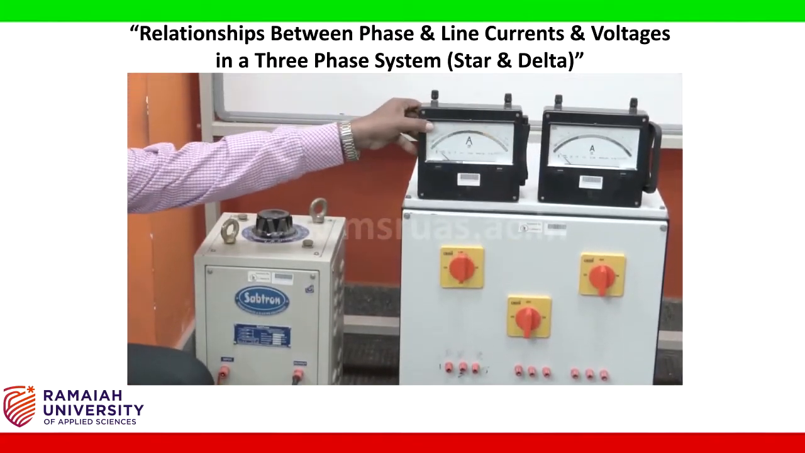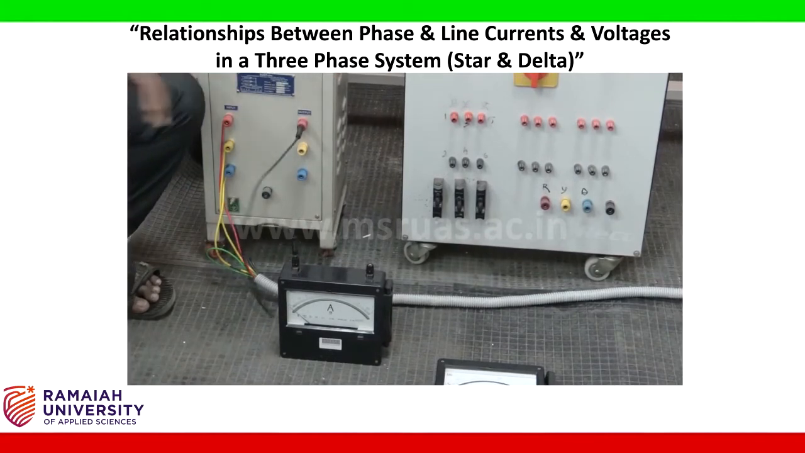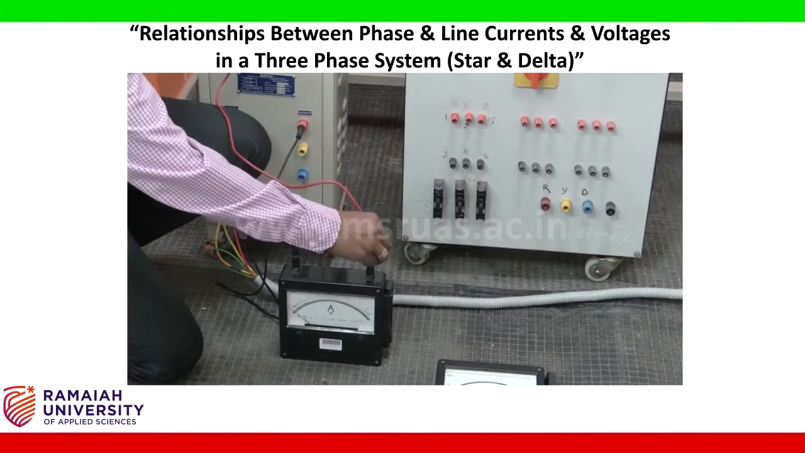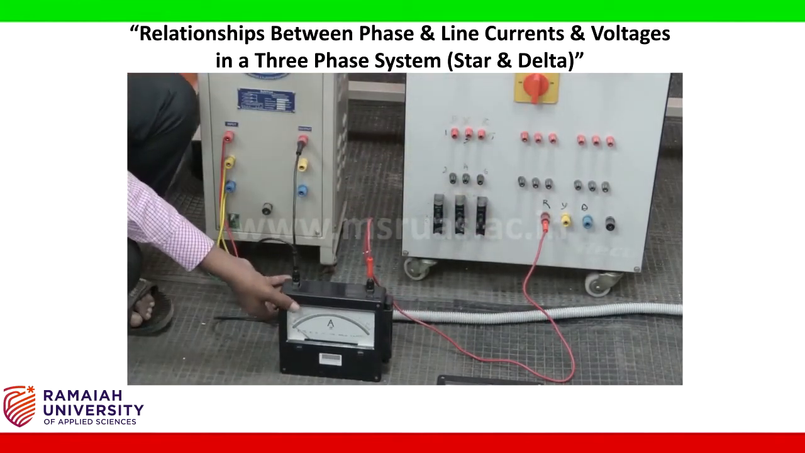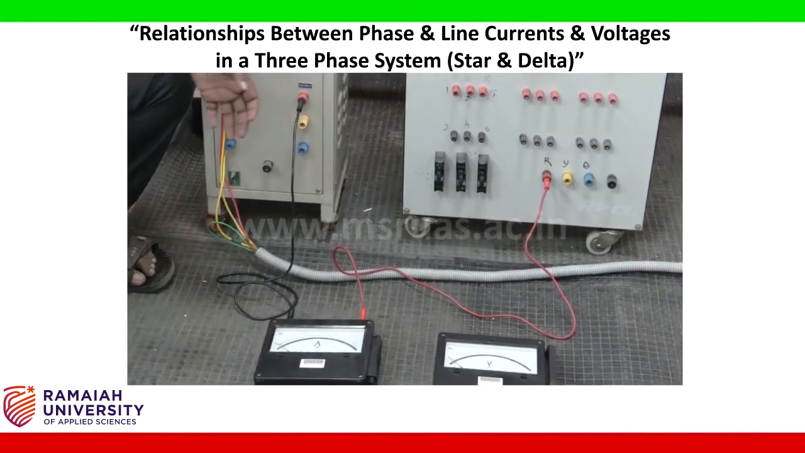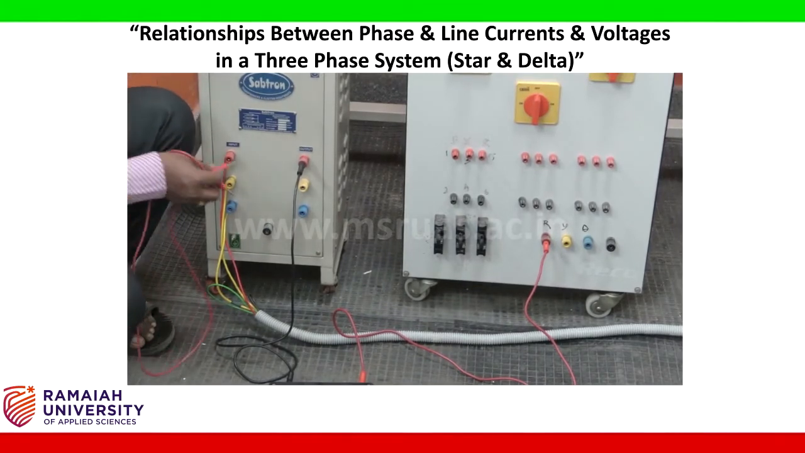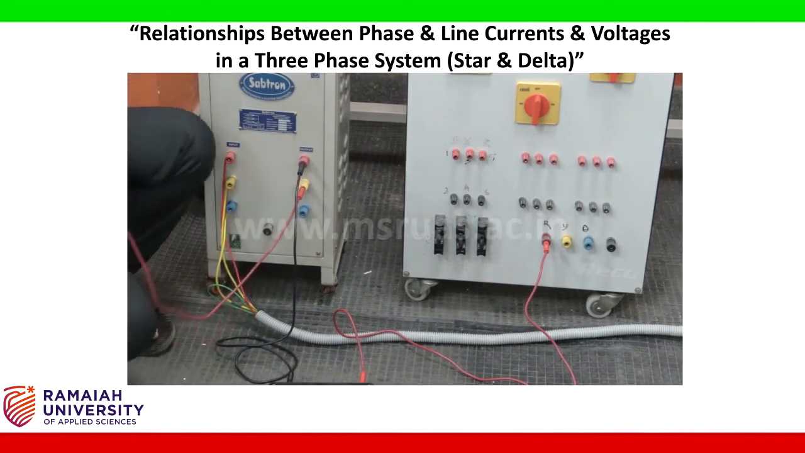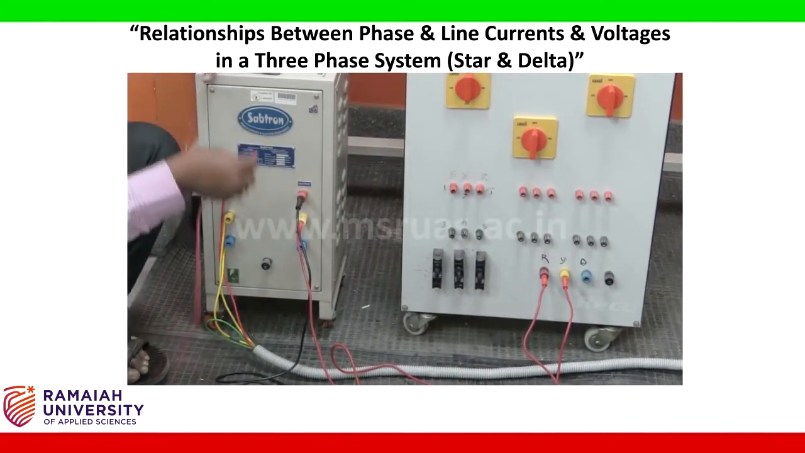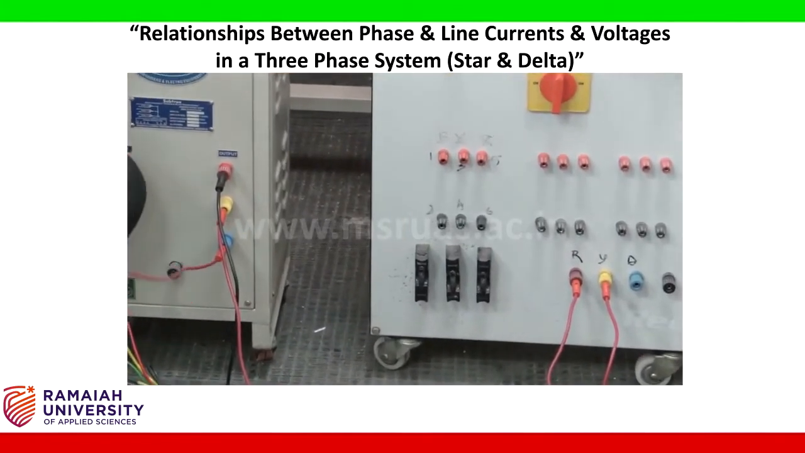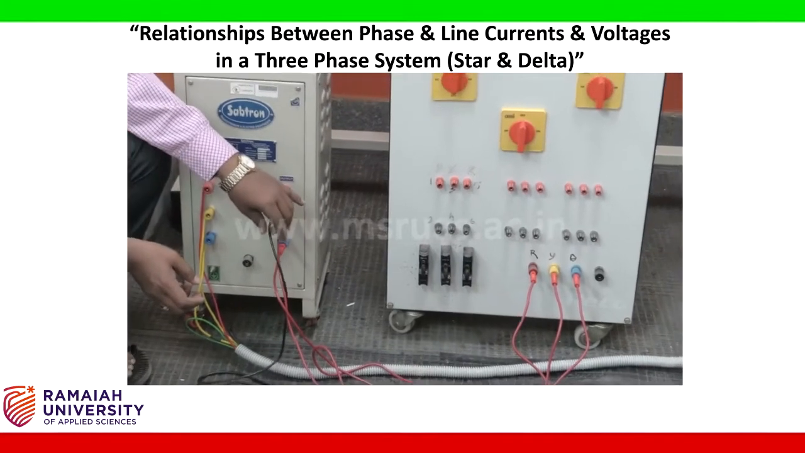Now let us take the ammeter. One end of the ammeter is connected to the R phase of the variac, and the other end is connected to the R phase of the load. This ammeter is used to measure the line current. Now let us make the connection for the Y phase. The Y phase of the variac is connected to the Y phase of the load. In a similar way, the B phase of the variac is connected to the B phase of the load. So, these are the connections of the R phase, Y phase and B phase.